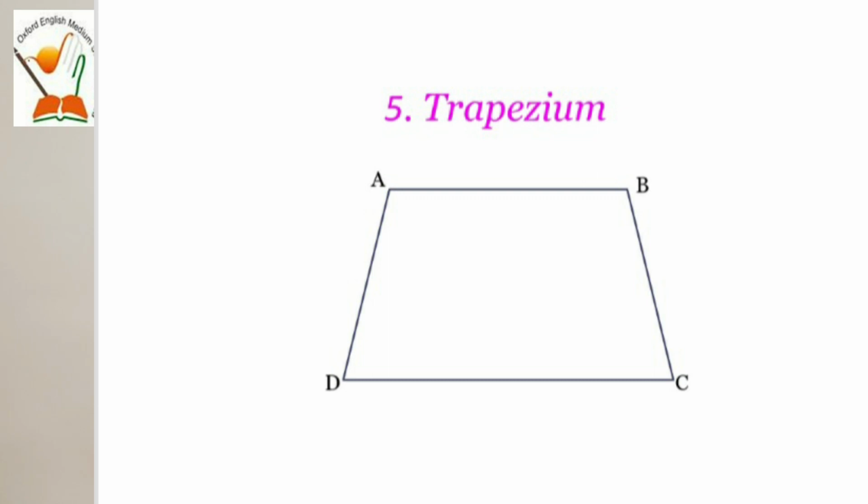Trapezium is another example of a quadrilateral. In this case, only one pair of opposite sides is parallel, and that quadrilateral is called a trapezium.